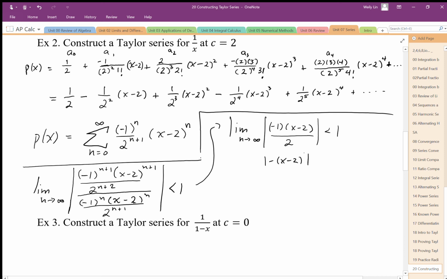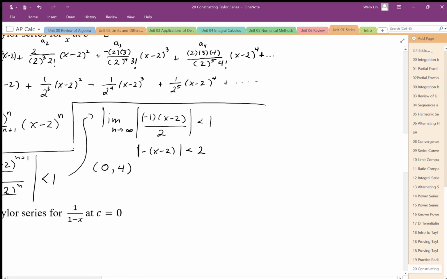So I see the center is going to be at 2. I'm going to move the 2 over to this side. That lets me see the radius a little bit better. So it's going to be a radius of 2. So it looks like my interval of convergence so far is going to be 0 to 4. Okay, so that's my interval so far. I still need to do a test.